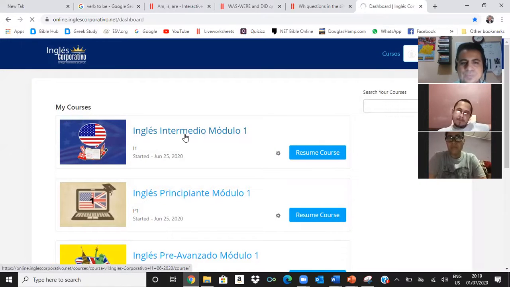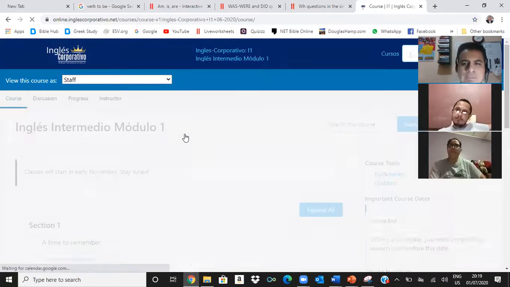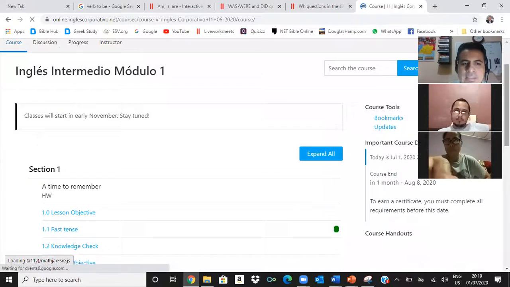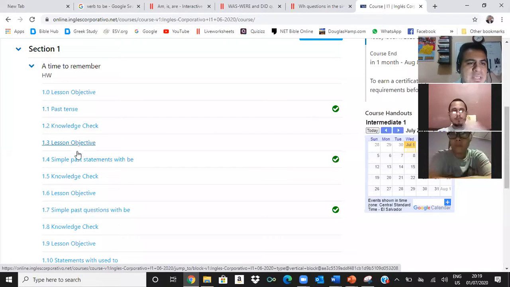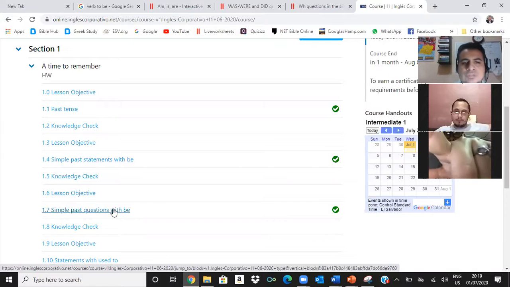Okay, very good. So, simple past es el mismo cuadro que estudiamos. Simple past statements with the verb to be, el mismo cuadro que vimos. Simple past questions with the verb to be, el mismo cuadro. So hay tres lecciones basadas en el mismo cuadro.